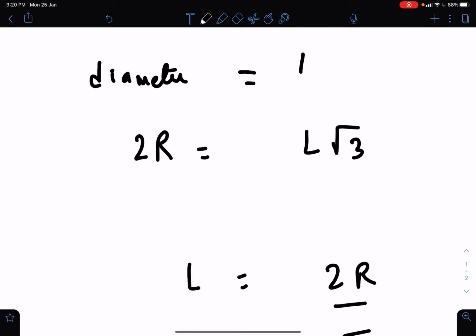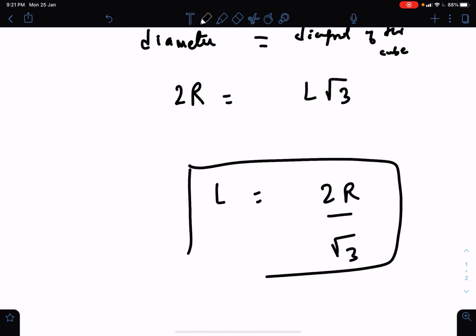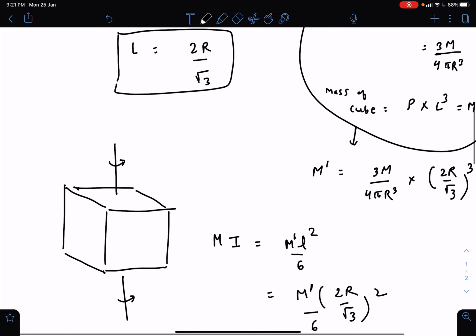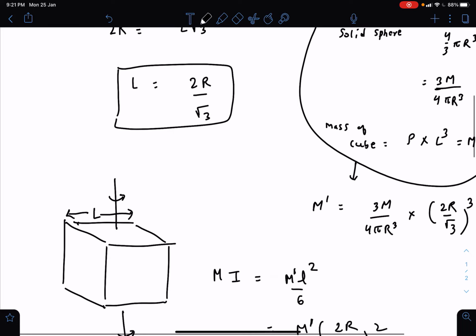is equal to the diagonal of the cube, because for this diagonal of the cube, the two points which are situated on either side of the diagonal, the distance is maximum, and the maximum distance in case of a sphere can be 2r. So 2r equal to L root 3. So from here you find out the length of the cube that you will be cutting out. So this length, let's say L, comes out to be 2r by root 3.